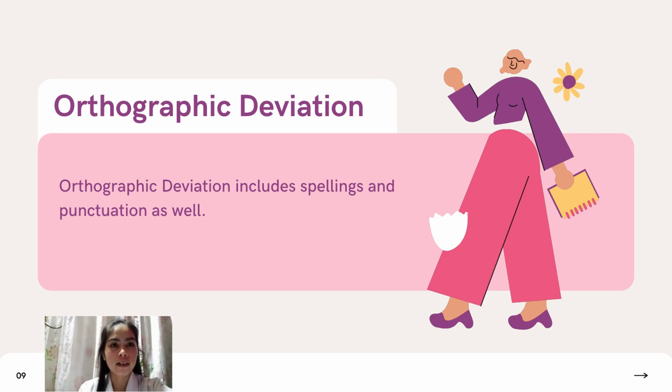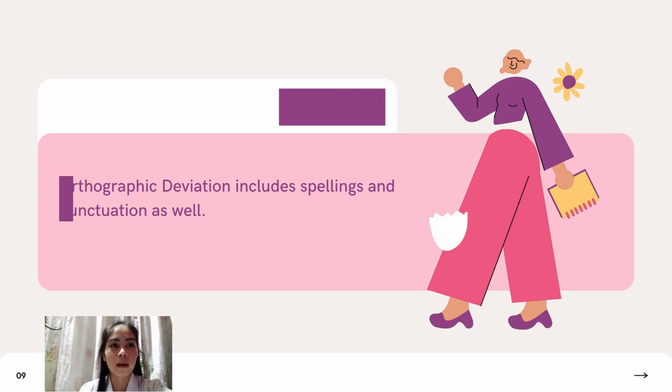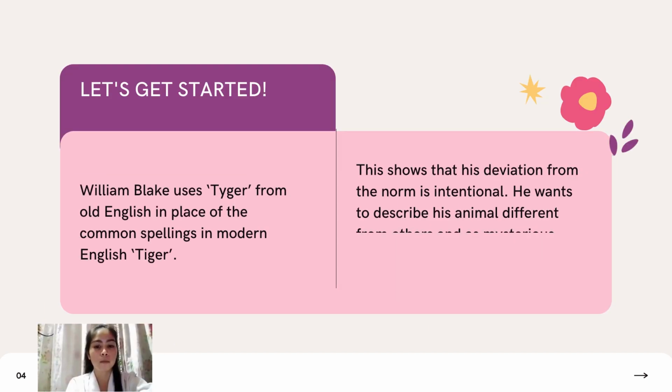Orthographic deviation is a set of conventions, the mechanics of writing, like capitals for writing a language, and it includes spelling and punctuation as well. Example: William Blake uses tyger, spelled T-y-g-e-r, from Old English in place of the common spelling in Modern English, tiger, spelled T-i-g-e-r.